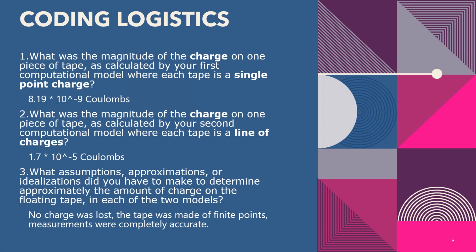Some coding logistics is that the single point charge found the charge on one piece of tape to be 8.19 times 10 to the negative ninth coulombs. And then the second model, which is the line of charges, found it to be 1.7 times 10 to the negative fifth coulombs. And then assumptions, approximations, and ideations made were that no charge was lost, the tape was made of finite points, and measurements were completely accurate.